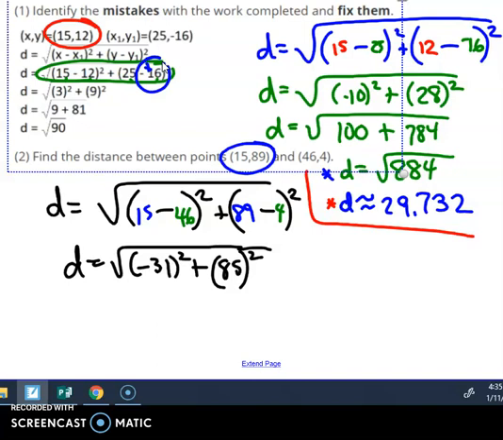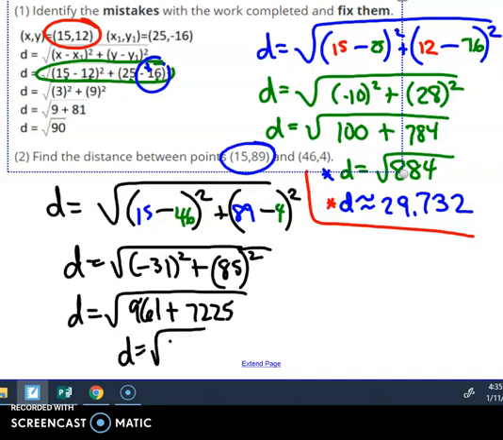So negative 31 squared is 961. 85 squared is 7,225. So d, the final answer, is the square root of 8,186. That's the exact answer. If approximation is needed, because let's say we're trying to figure out the actual length of something, or at least an approximation, we can turn it into a decimal number, and it comes out to be approximately 90.477.